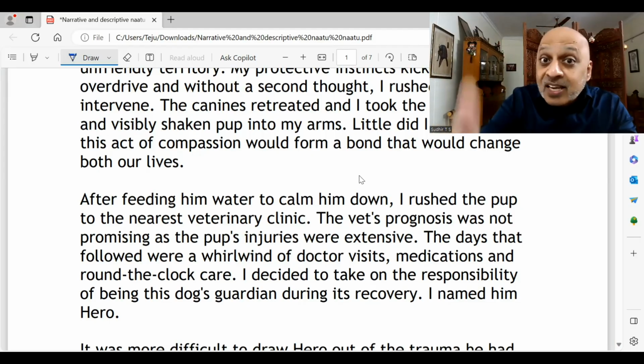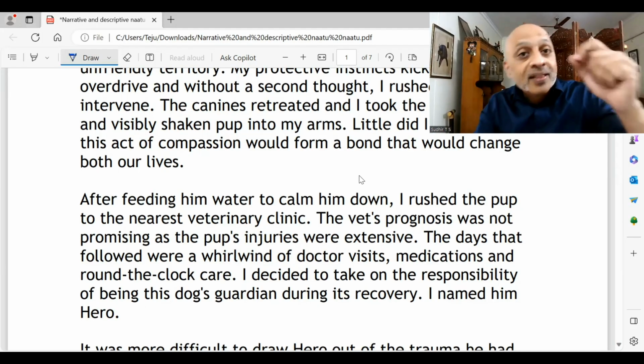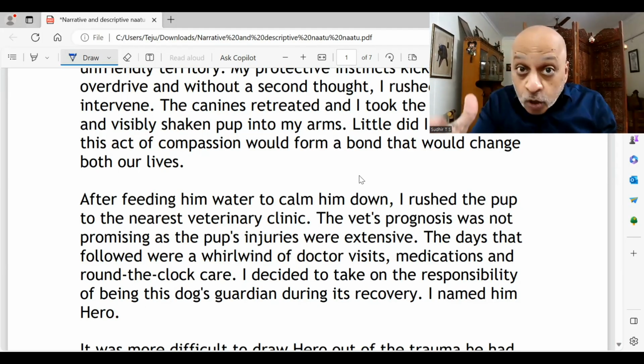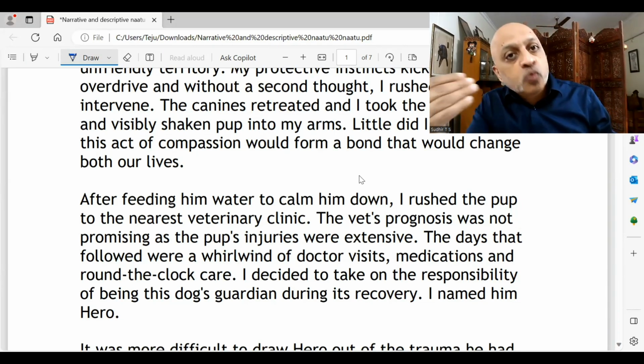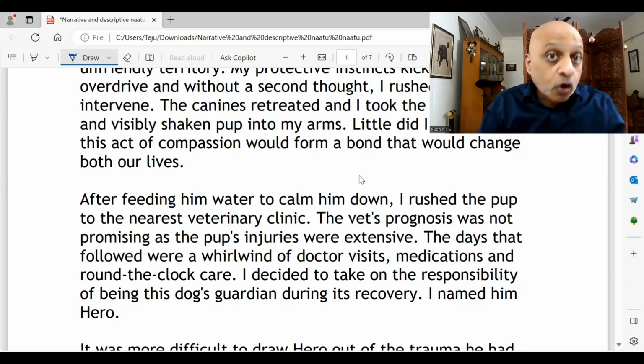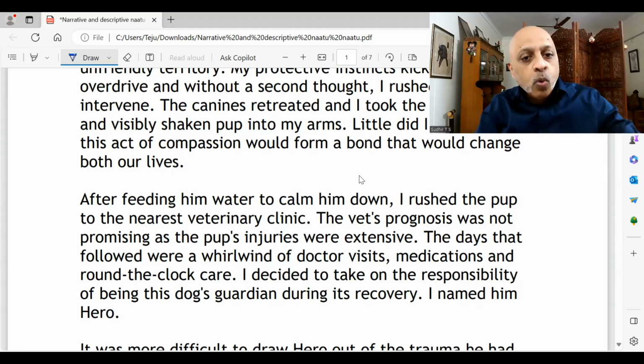I'm telling the examiner, see, this story is interesting, read it. Feel connected with the story. That's what you need to do. The vet's prognosis was not promising. You could have written positive also, as the pup's injuries were extensive. He had suffered a lot of injuries because of the dogs. The days that followed, and it kind of continued for many more visits to the vet's clinic, were a whirlwind of doctor visits, medications, and round-the-clock care. I decided to take on the responsibility of being this dog's guardian during its recovery.